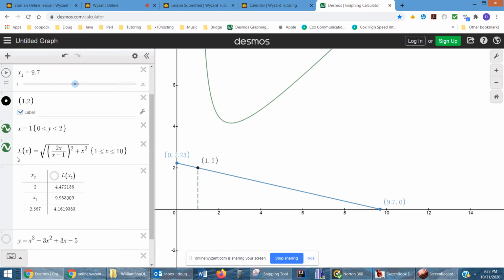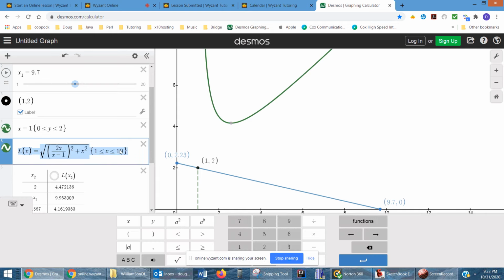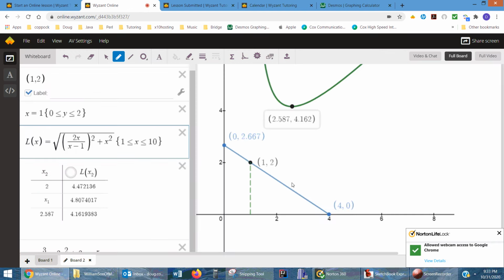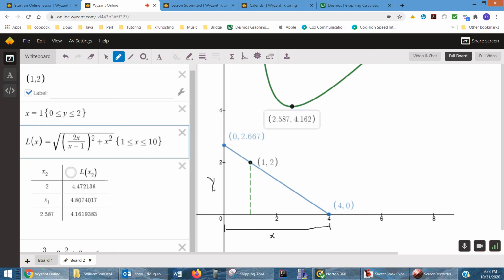So the question is, how do we come up with this formula for the length of the hypotenuse? That's what we're going to work on next. So let's stop sharing for a second and come back to page 2. This distance right here is x. In this case I have a specific number here, 4, but in general that distance is x. This distance is y. The length of that hypotenuse will be the square root of x squared plus y squared by the Pythagorean theorem.